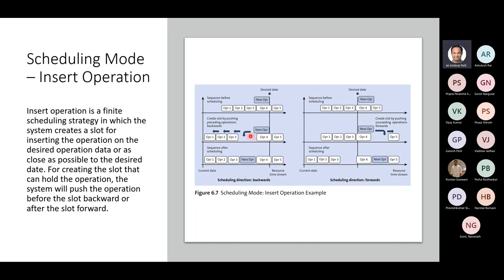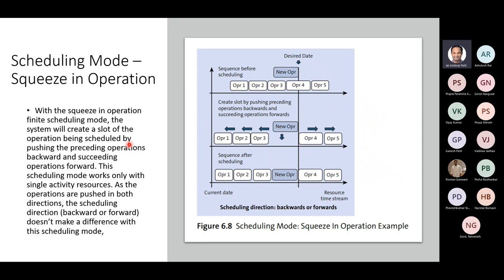Walk backward, forward is clear. It's the same behavior as we had earlier. And the third one is the squeeze in operation. Squeeze in operation means it is not moving itself. Whatever start and end date this operation has, it is going to keep that start and end date, and it is going to push all the other operations that are occupying the work center at that point in time.